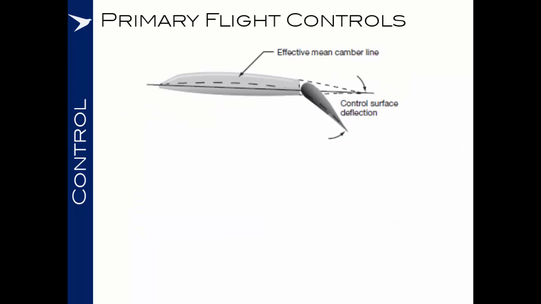Primary flying controls effectively use the ability to vary the camber of a wing in order to give us an effect on the aircraft by varying the lift on different surfaces. In this case, you can see that whichever control surface this is, and let's say maybe it's an aileron, because the aileron is deflected down, we've now increased the amount of camber on the wing.